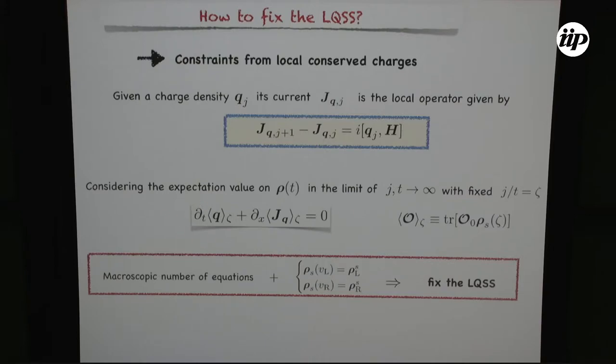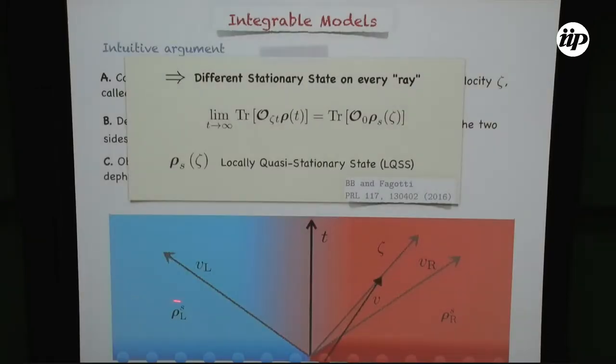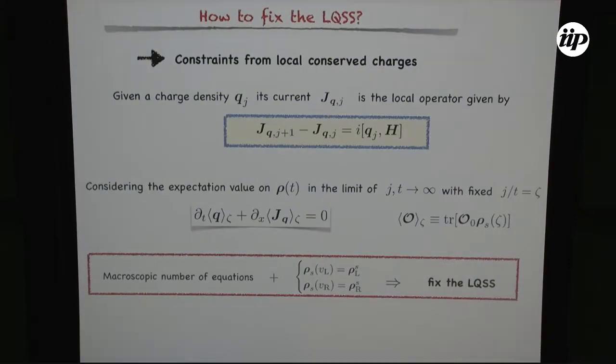So you can write one equation like that for each local and quasi-local conserved charge. And so you will have a macroscopic number of equations, and you have some boundary condition, which is given by the values in the two homogeneous states that are out of the light cone. Okay. And now you just need to solve those equations in some way.